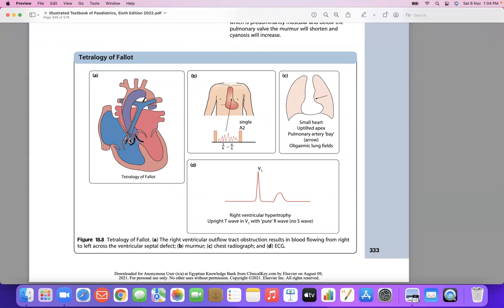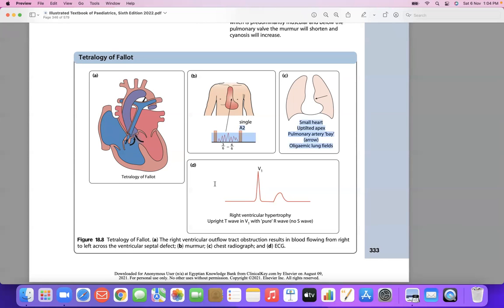So what happens here in the tetralogy of Fallot, there is right ventricular outflow tract obstruction. The right ventricular outflow tract obstruction will result in blood flowing from right to left across the VSD. And also, this is the murmur and chest radiograph. Till now we discussed pulmonary edema and increased pulmonary flow, but here it will be the opposite. There will be pulmonary oligemia. The reason is reduced blood flow entering into the pulmonary artery.